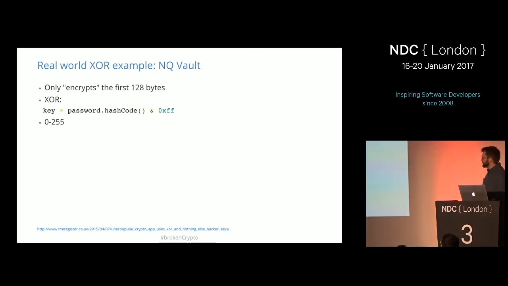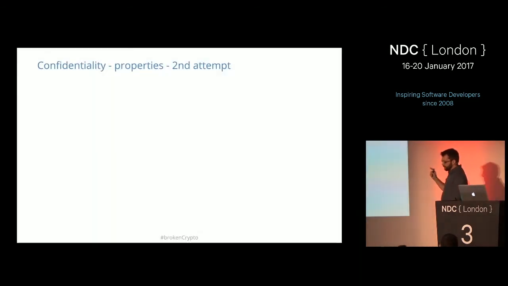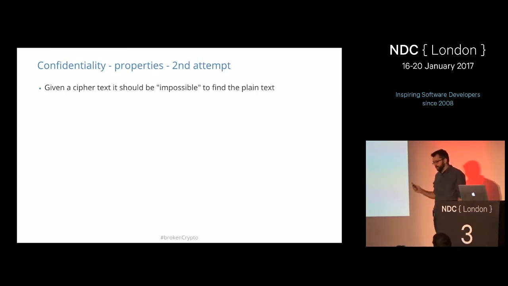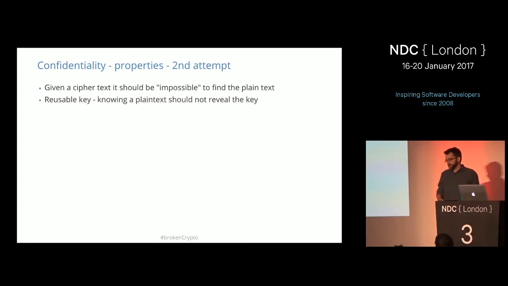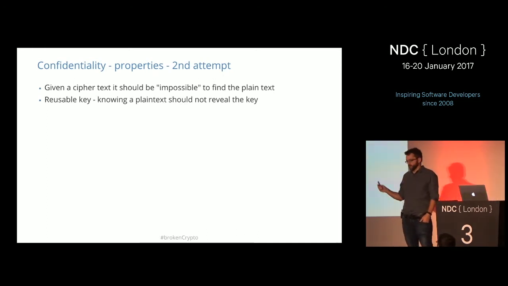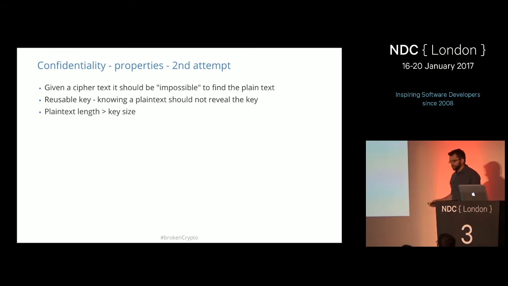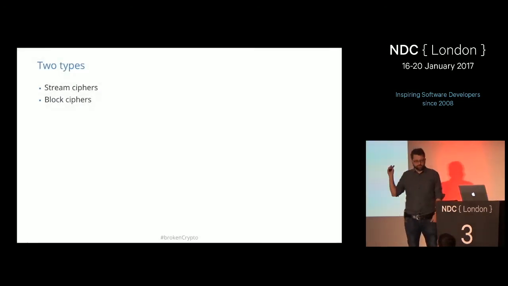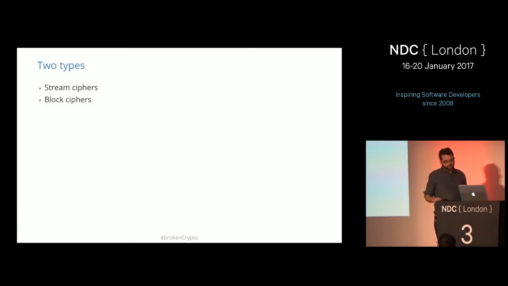So all right, this doesn't really work. Let's try to find a better definition. Given a ciphertext, it should be impossible to find a plaintext. We want to stick with that one, but we want to have a reusable key, one that we can use more than once. And we also want to be able to have a plaintext that's longer than the key. And there are a couple of ways we could go. There are basically two types of ciphers, or actually more than this, but two main types, stream ciphers and block ciphers.